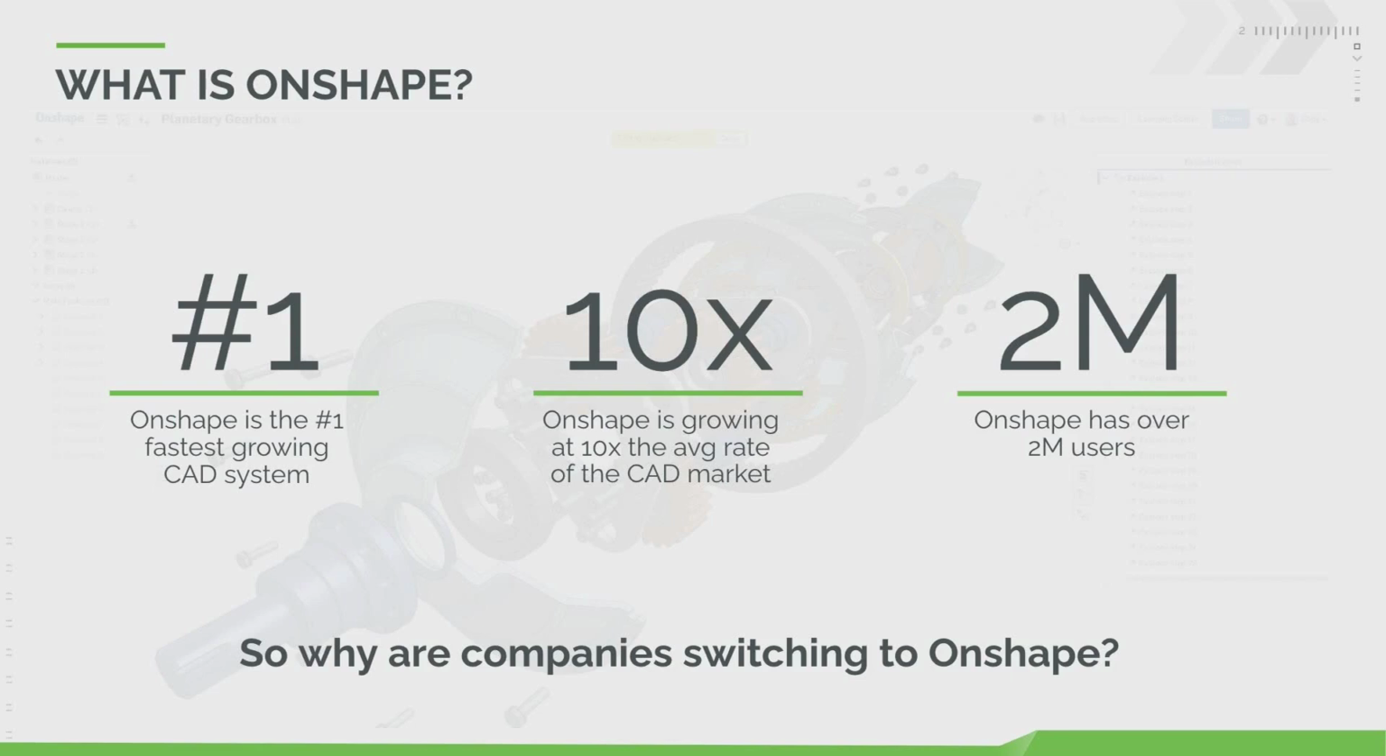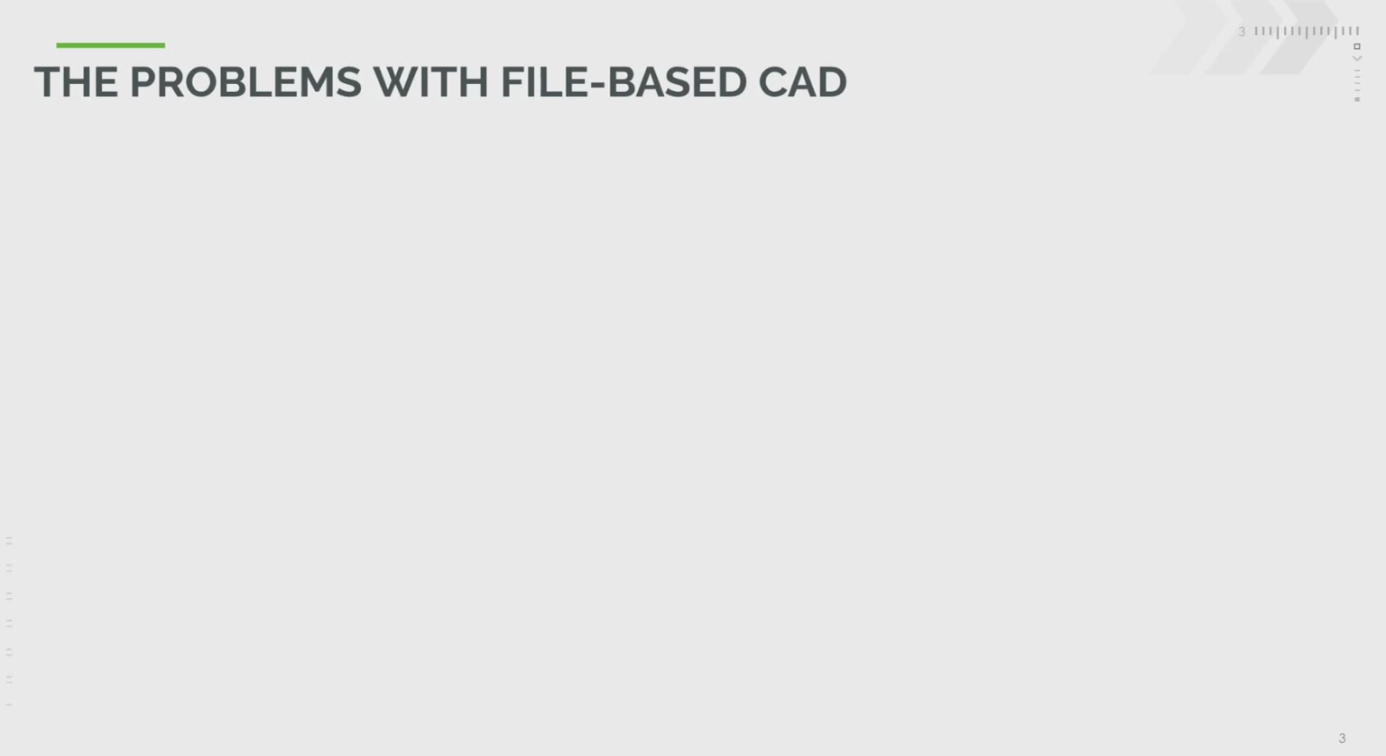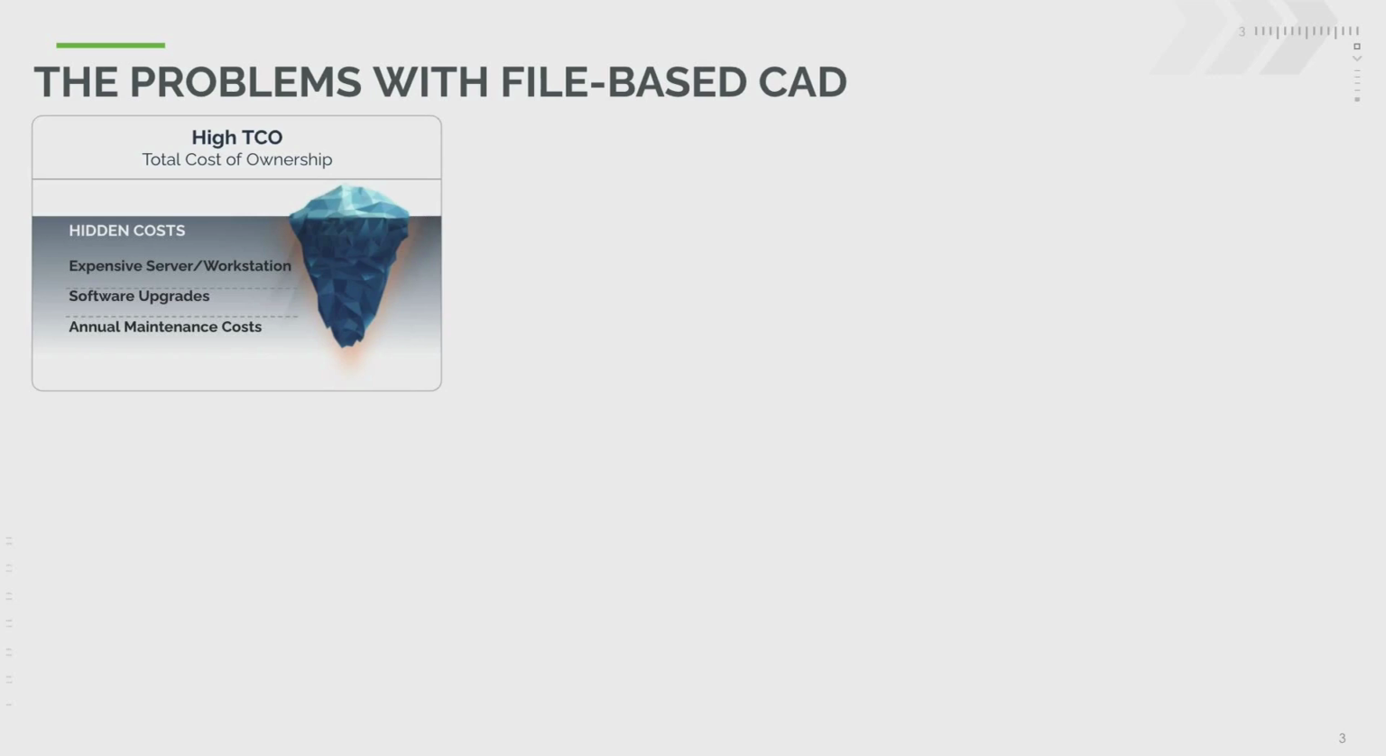So why are companies switching to Onshape? It's really not so much that our CAD is better and faster, which of course it is, but really about the problems that people are facing with running a 3D CAD system on-premise: desktop installed, PDM on a server, in-house CAD system. Some of the problems with file-based CAD relate to things like high total cost of ownership. Companies are spending significant time and money on what are considered the hidden costs of deploying on-premise CAD software.